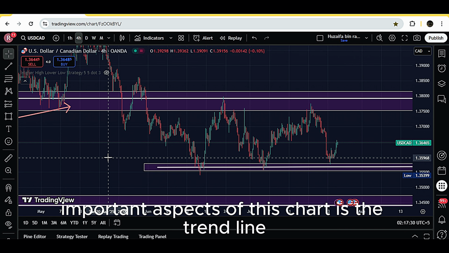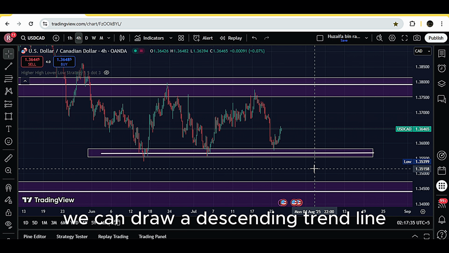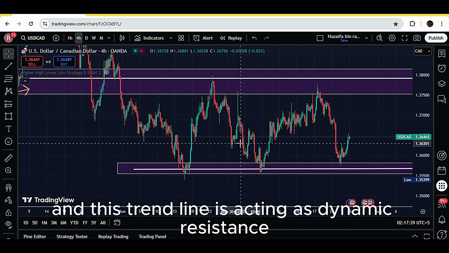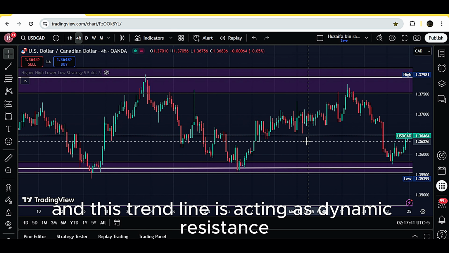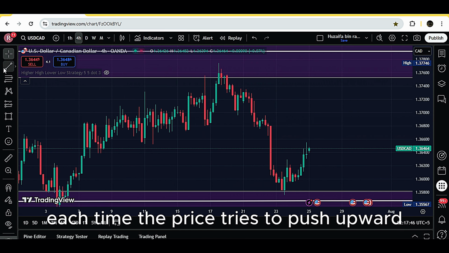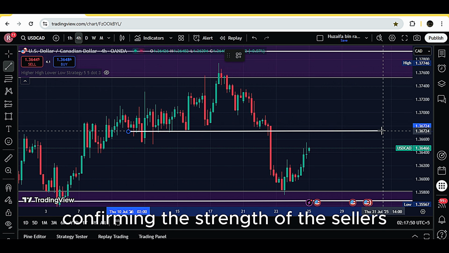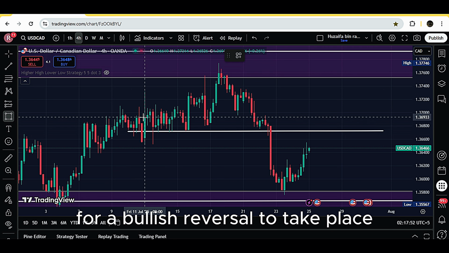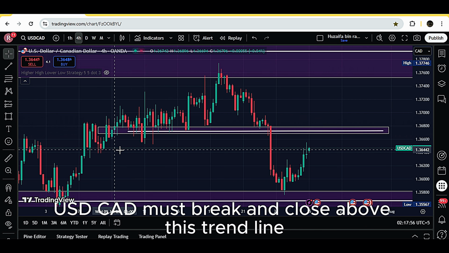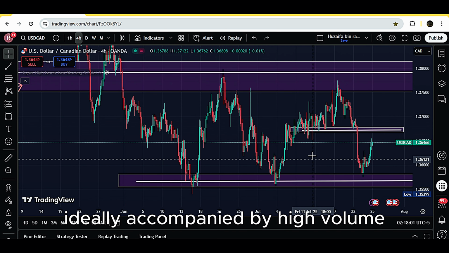One of the most important aspects of this chart is the trend line. We can draw a descending trend line connecting the lower highs from April to July, and this trend line is acting as dynamic resistance. Each time the price tries to push upward, it gets rejected near this trend line, confirming the strength of the sellers. For a bullish reversal to take place, USD CAD must break and close above this trend line with strong bullish candles, ideally accompanied by high volume.